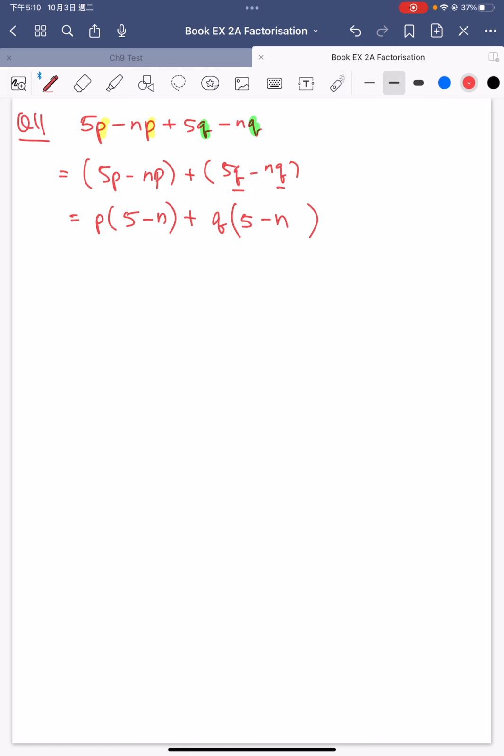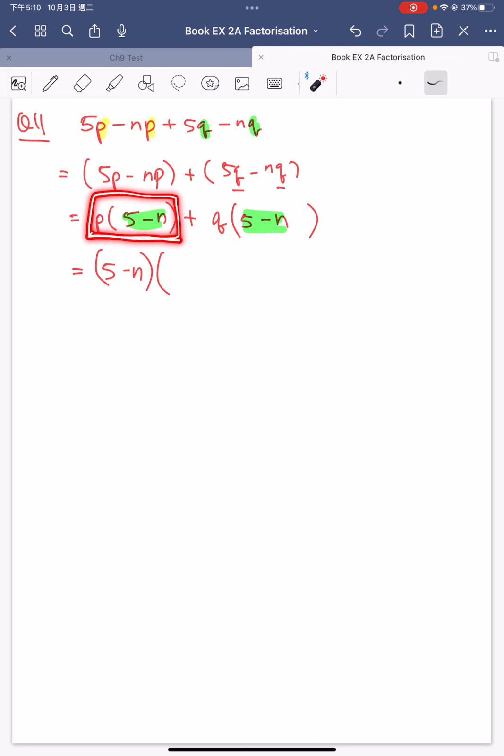Some of the students just stop here, but actually we still have 5 minus n as our common factor, because it looks the same, isn't it? Then we take out 5 minus n as our common factor. We have p times (5 minus n), and q times (5 minus n). We take out 5 minus n, then what we are left with is just the p, and we keep the sign plus.